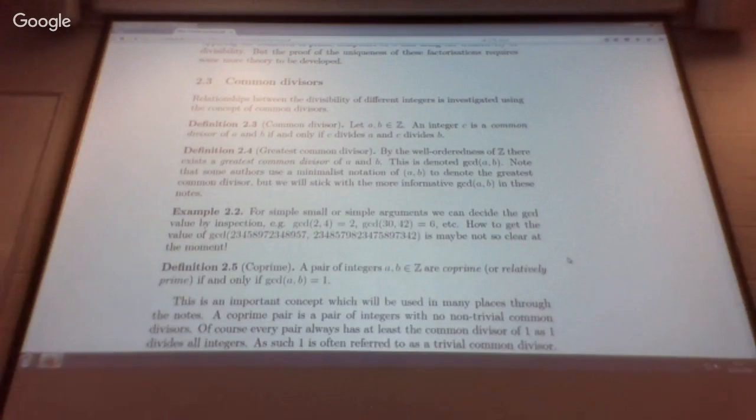But any questions just about the definition, about what we're talking about? It's the GCD of 75 and 40, and the GCD of 30 and 42. Okay.